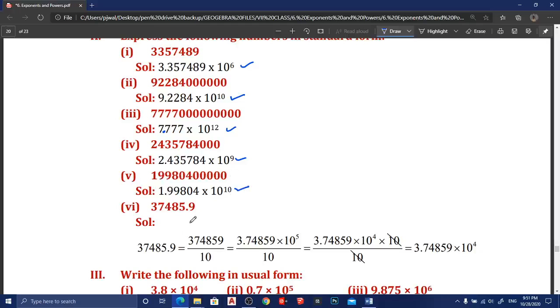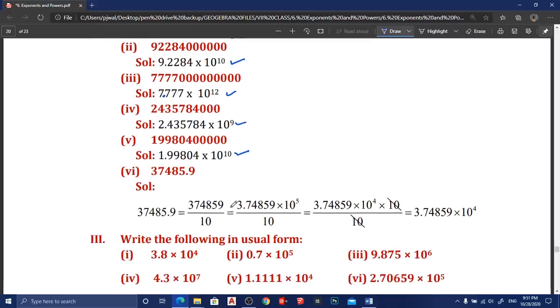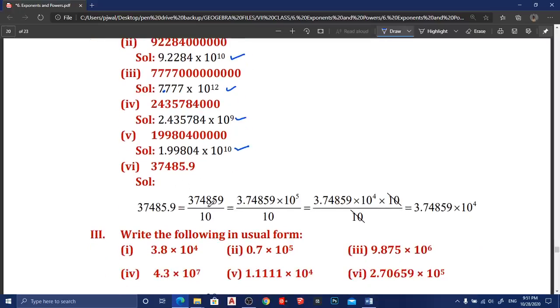Okay. So for example, here in this problem, a decimal point is given. So first you remove the decimal point. To remove that, I am writing 10 here in the denominator. Now write the numerator part in the standard form first. So 3.74859 into 10 to the power of 5, by 10. Now you can cancel this 10 with 10 to the power of 5. 10 to the power of 4 will be there here. Now this remaining number is the standard form. Okay. So this is the standard form.